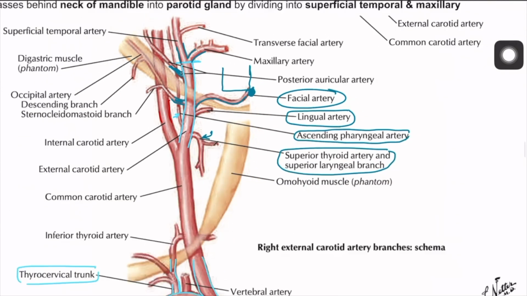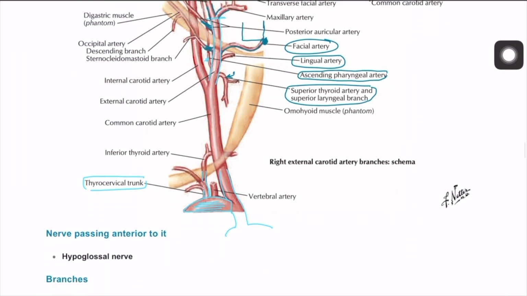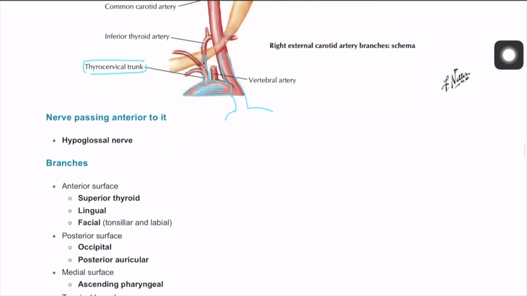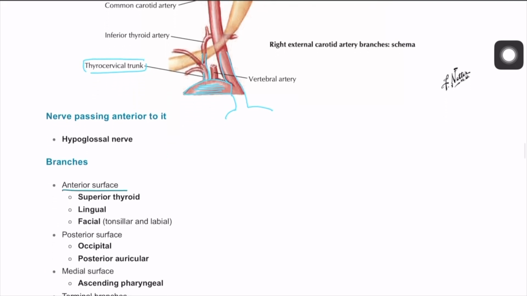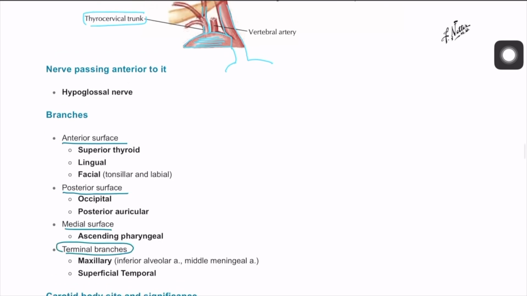You have around 7 branches. It might sound a bit difficult to remember. However, it's easy when you classify it into anterior surface, posterior surface, medial surface, and terminal branches. Okay, so there is a nerve related to the external carotid artery, which is the hypoglossal nerve.